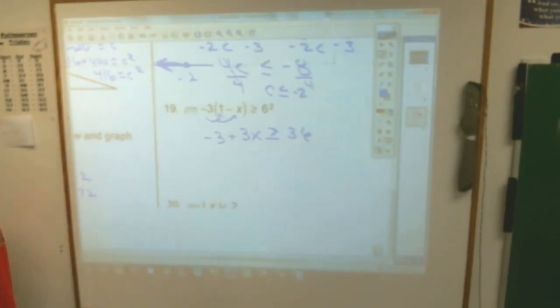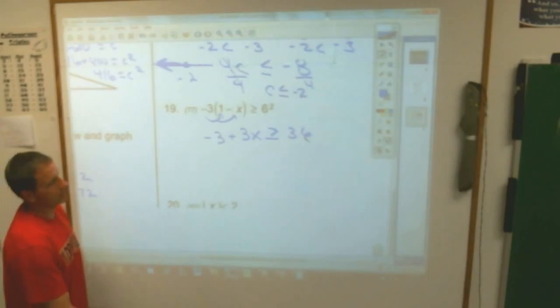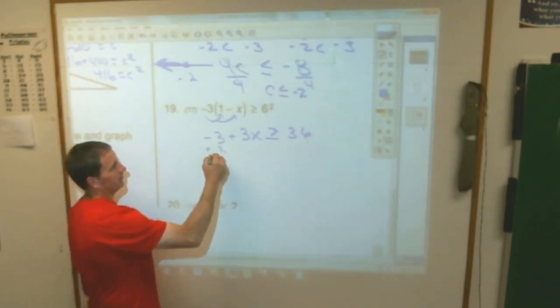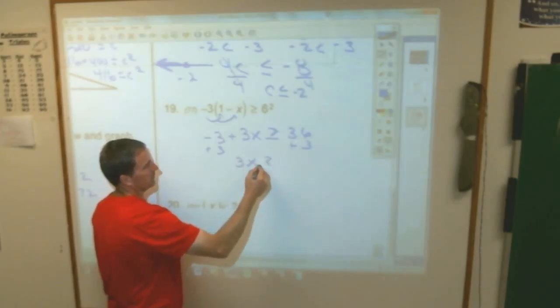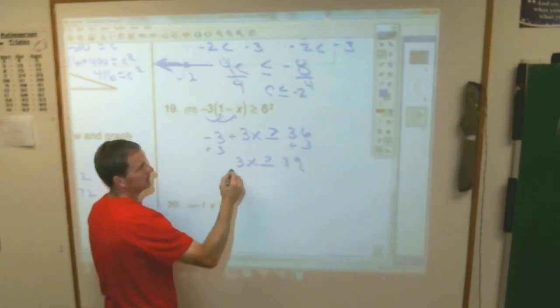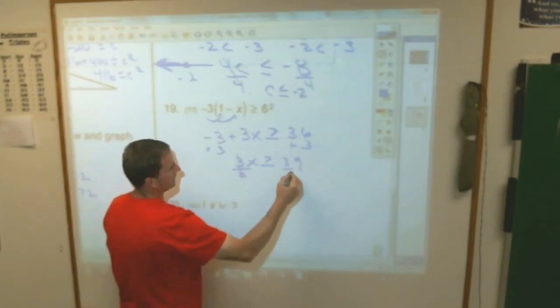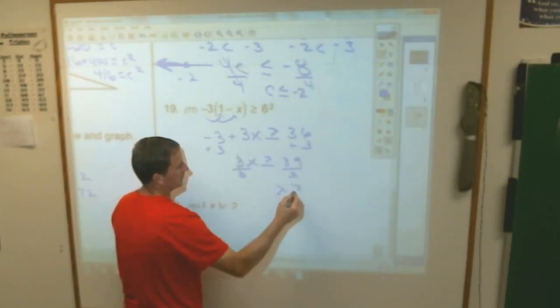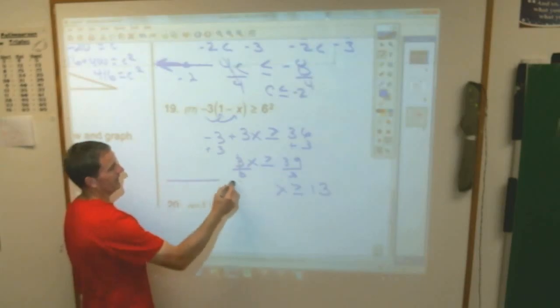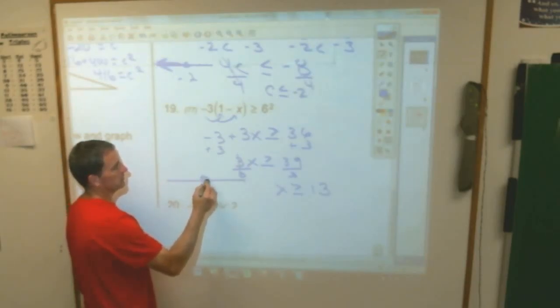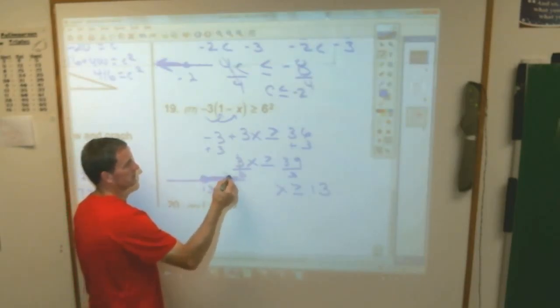Stop me there if you miss something. Get rid of this 3 by adding 3. Add 3. 3x is greater than or equal to 39. Divide by 3. X is greater than or equal to 13. When you graph it at 13, you have a colored in circle going in this direction.